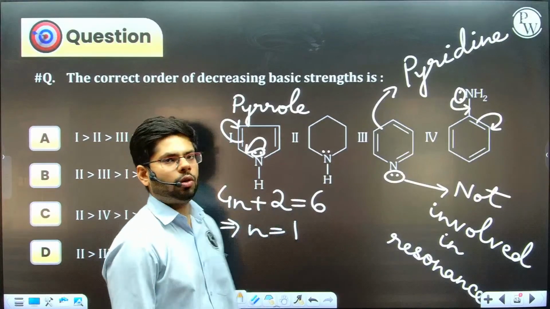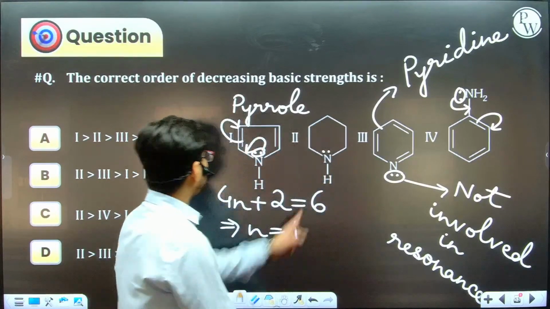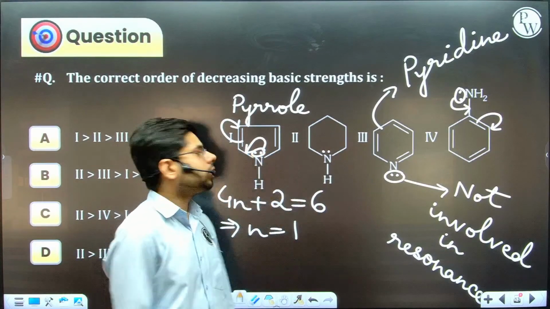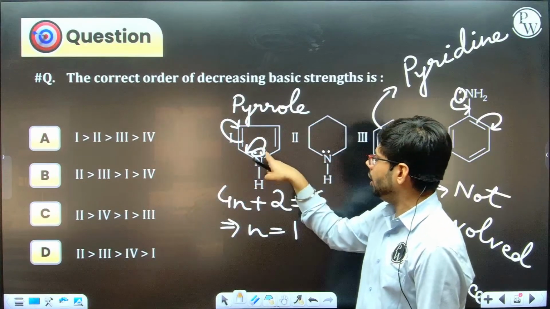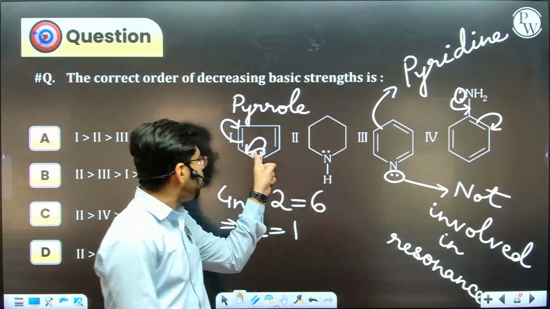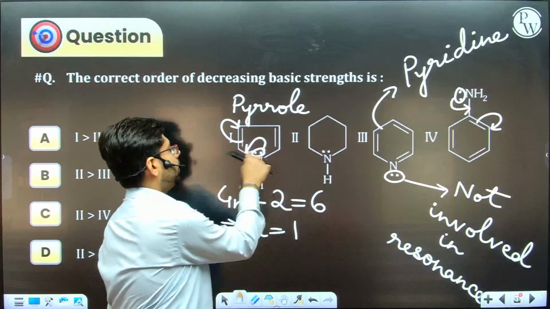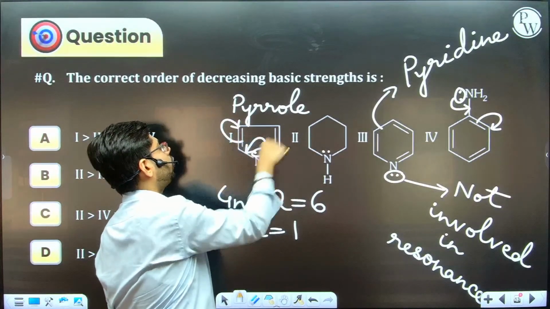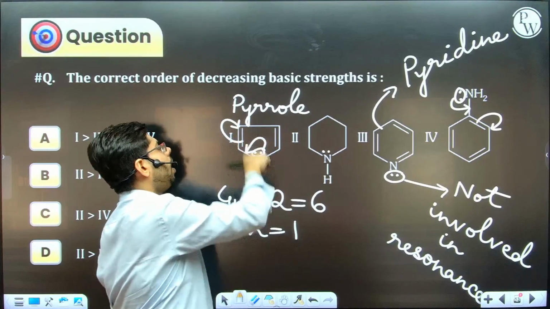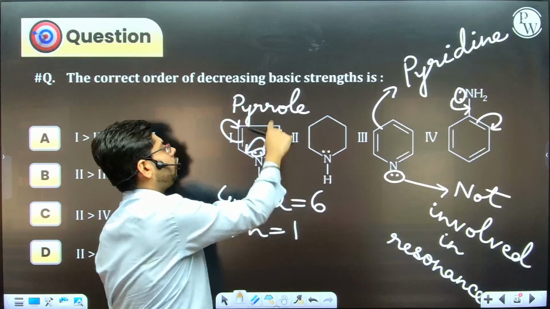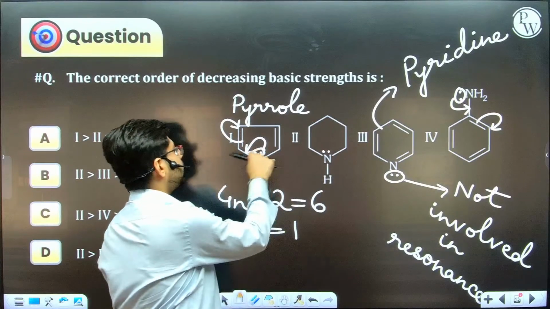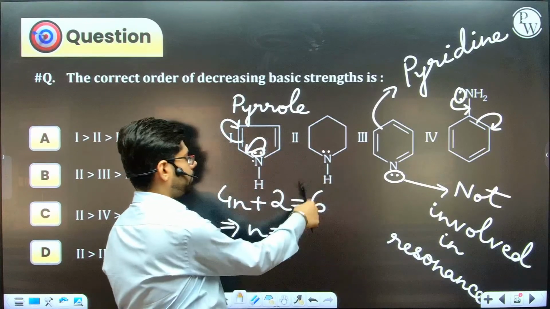So if n is equal to 0 or 1 or 2 or 3, then the ring is aromatic. This is aromatic, and I get 6 when I include the lone pair also. So we can conclude that in pyrrole, the lone pair of nitrogen is involved in maintaining the aromaticity, because when I count this, only then do I get 6. See, this lone pair is in conjugation with this pi bond, which is in conjugation with this pi bond. So in total there are 6 electrons in resonance within the ring.